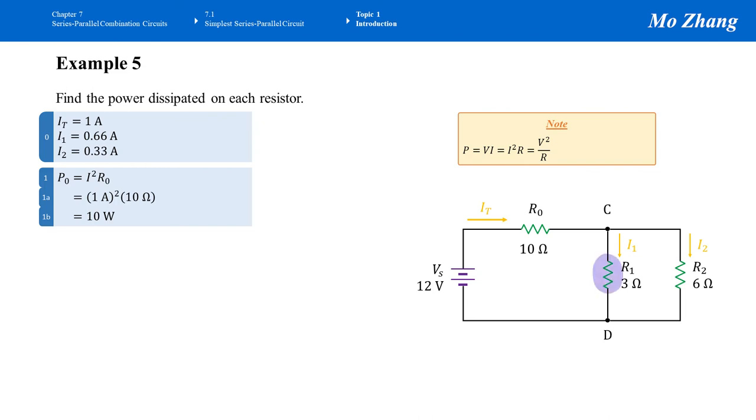Now let's find the power dissipated on resistor R1. This time I pick the first power formula. Power equals V times I. In this case, the power dissipated on resistor R1, P1, equals the voltage across R1, which is VCD, times the current I1. Plug in the numbers. We know VCD equals 2 volts, I1 equals 3 ohm, the product equals 6 watts.